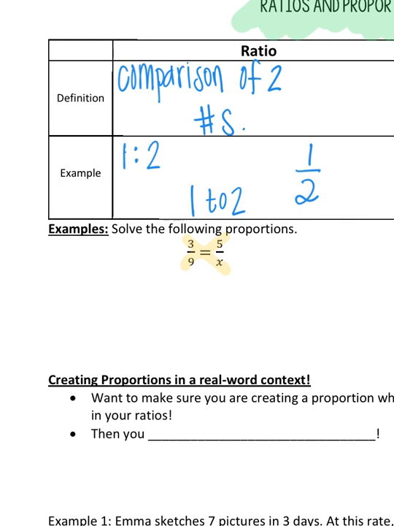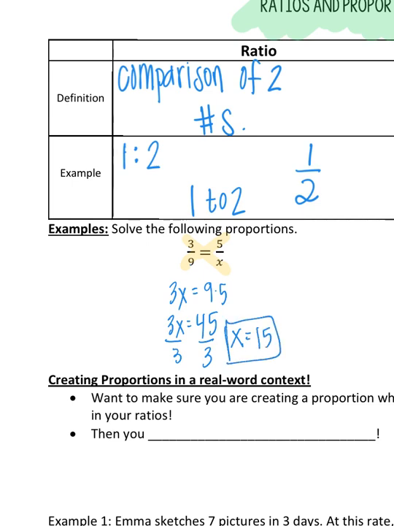When you cross multiply, you'll multiply either diagonal first, it doesn't matter. But if we multiply 3 times x, we would of course get 3x equals 9 times 5. So we have 3x equals 45. Then you've just got a one-step equation to solve there. Go ahead and divide by 3, and we get ourselves x equals 15.